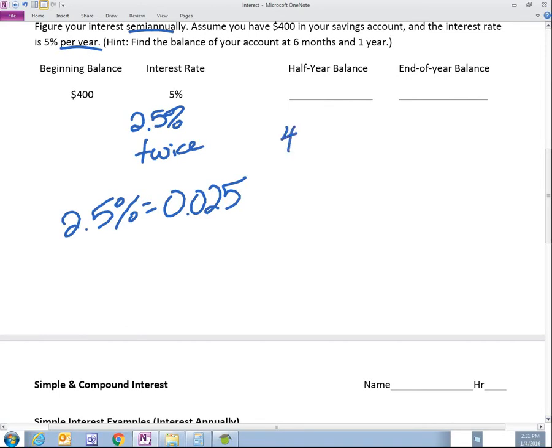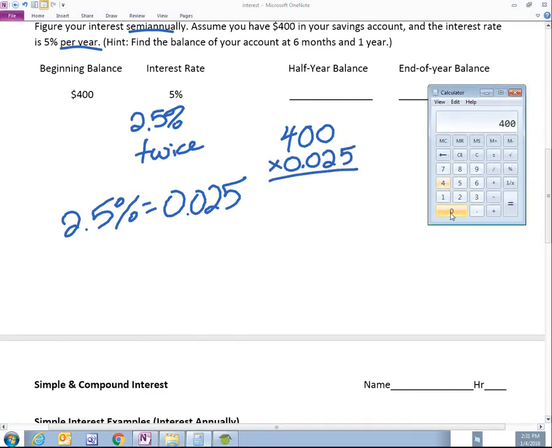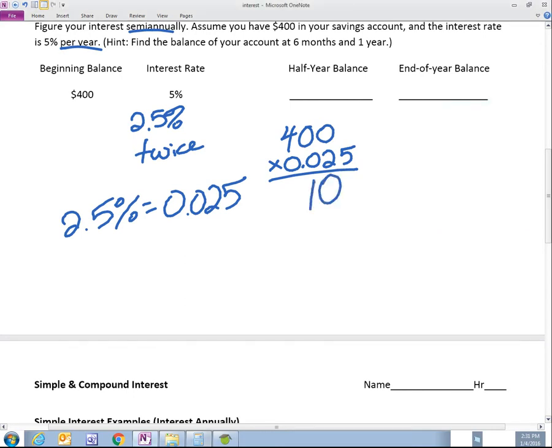Now I just go back to what we were doing before. I have 400 multiplied by 0.025. That's 10. So that is how much interest I have after 6 months. So I have 400 plus 10. That's a really tough math problem there, but I'm doing it so people can see what's going on. I have $410 now, after 6 months.